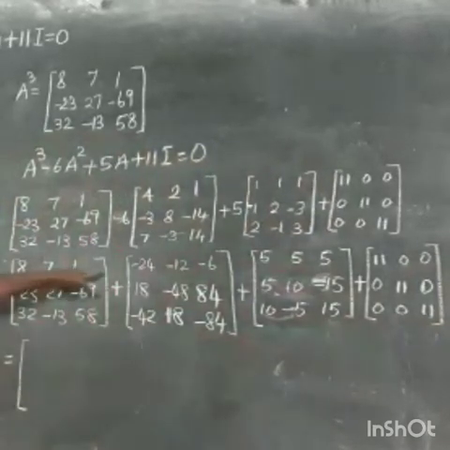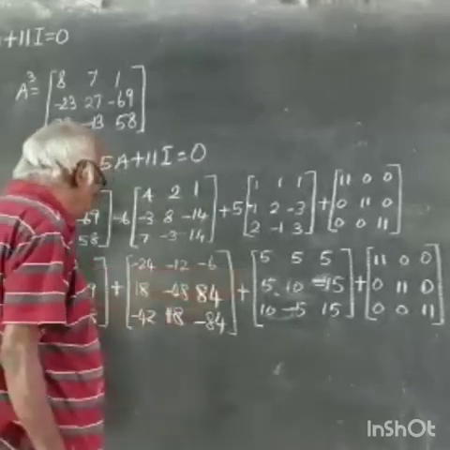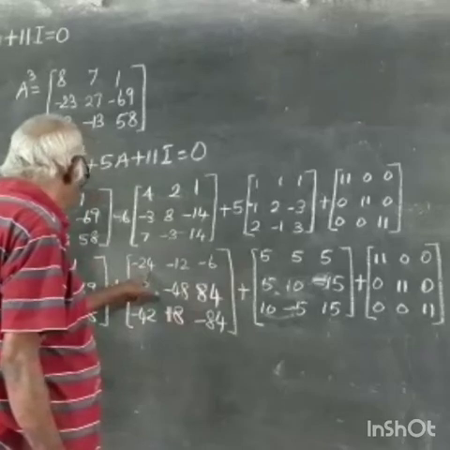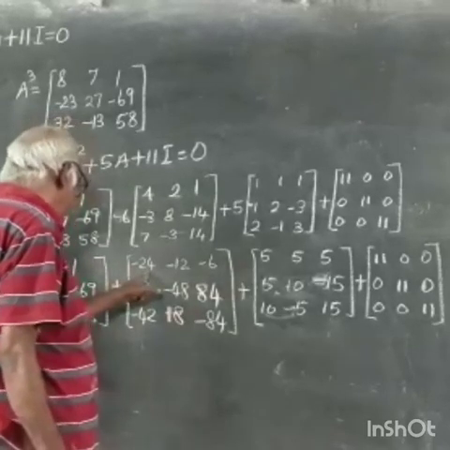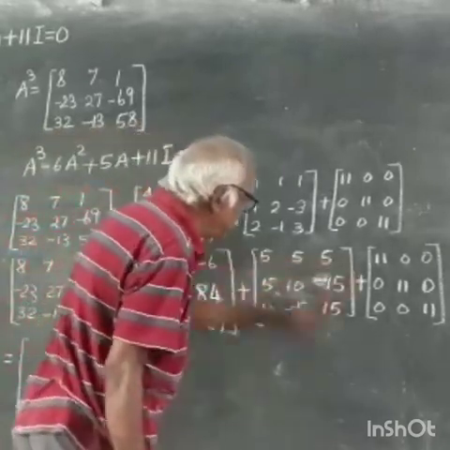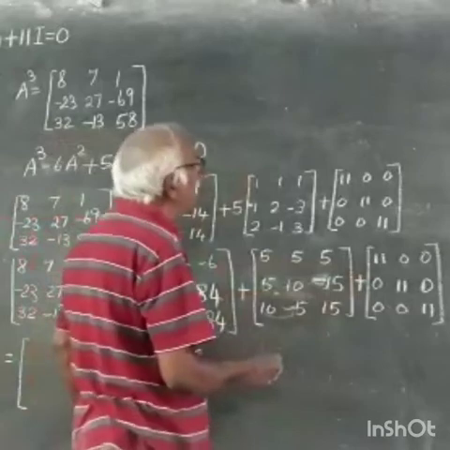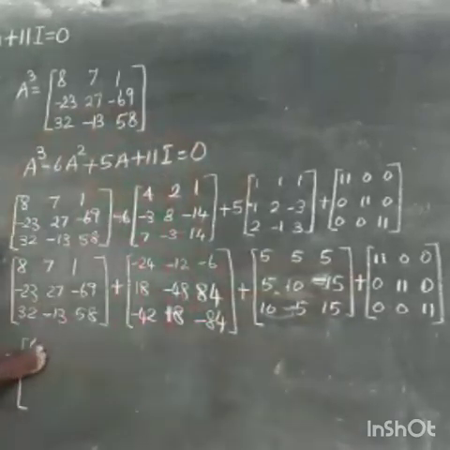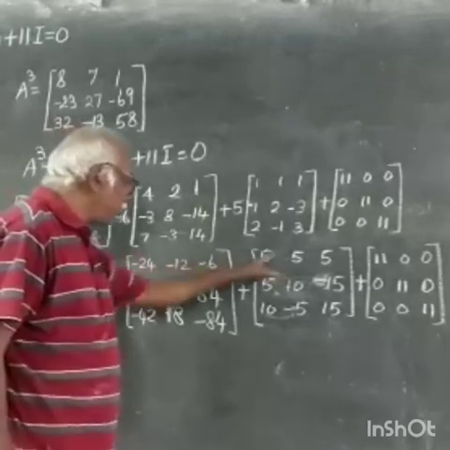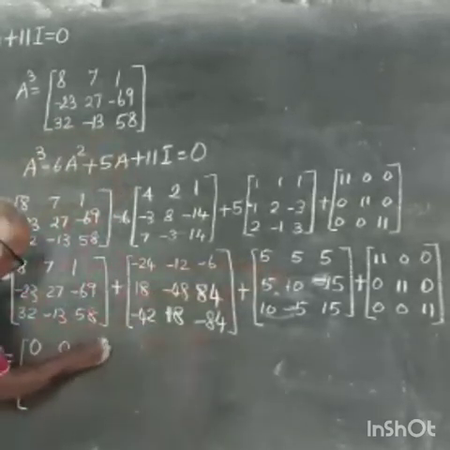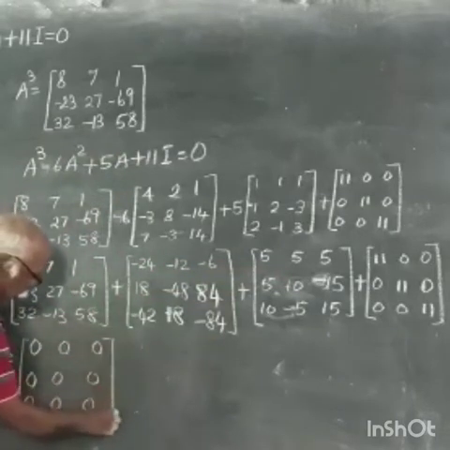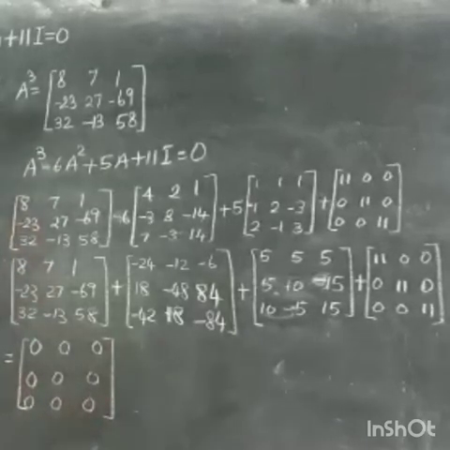So 8 minus 24 plus 5 plus 11 is 0, and likewise in the other entries: minus 7 plus 11 is 0, 7 minus 5 plus 5 is 0. So if you add, you will get 0. You can add and check. It is 0. So hence proved. So we have proved that it is true.